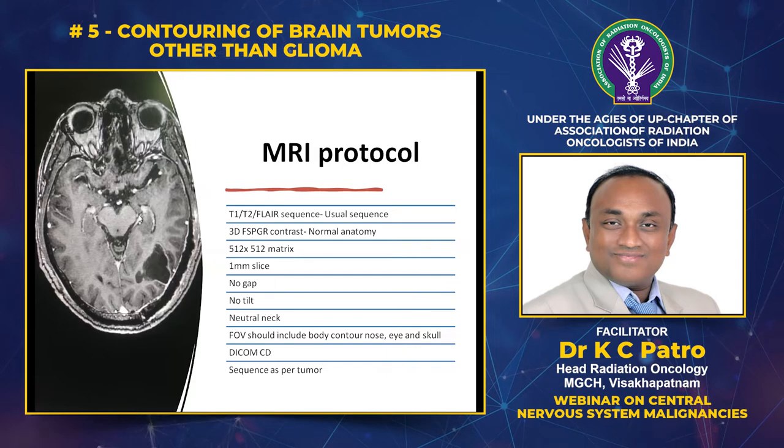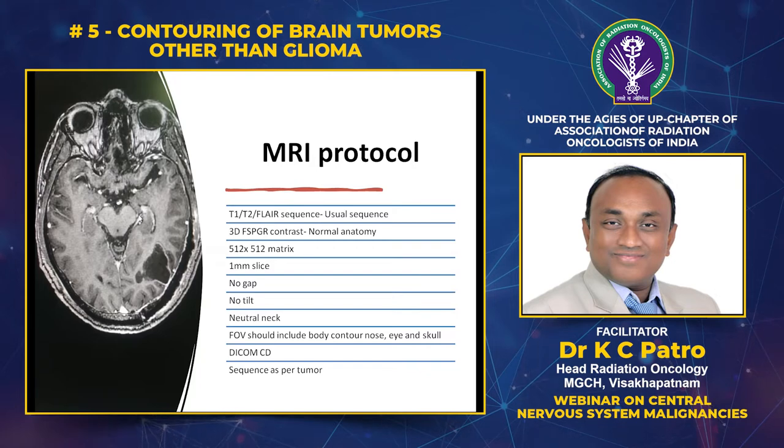When you have a PACS system, the picture archiving communication system, in your hospital, you will get the images in the PACS system. If you don't have a PACS system, ask the outside radiologist, when the MRI is done, to please provide the DICOM CD. You also have to ask for the sequence as per tumor. Suppose you are asking for a pituitary post-op tumor, you have to ask for a star sequence to know the difference between the residual tumor and the packing material.